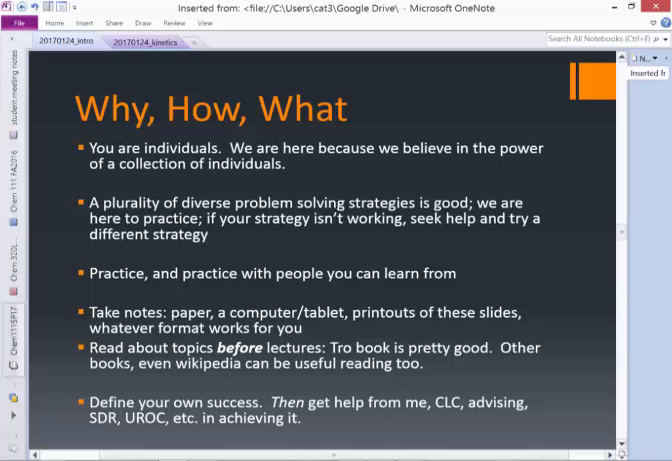We are here, and by we, I mean the people who are here to support you. We're here because we believe in the power of the collection of individuals, rather than the CEO. I not only believe, I have actually seen for a fact that diverse problem-solving strategies is good. Universities talk a lot about diversity. That's good. There's a lot of reasons diversity is good. I believe diversity is good for chemistry, which is not something that gets talked about a lot.